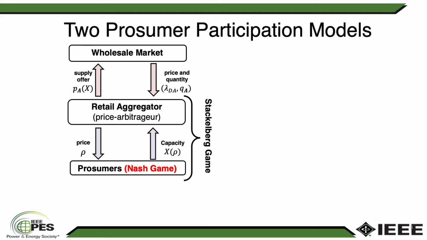Once an equilibrium is achieved, that will determine the supply offer to the wholesale market, and that will give some price and quantities to the aggregator, with the aggregator being dispatched. So this is the model we take.